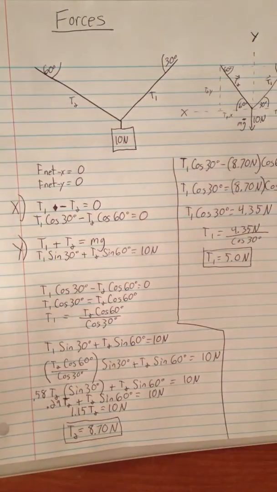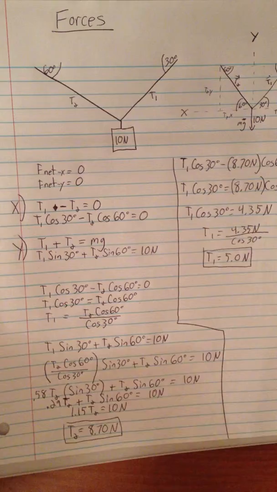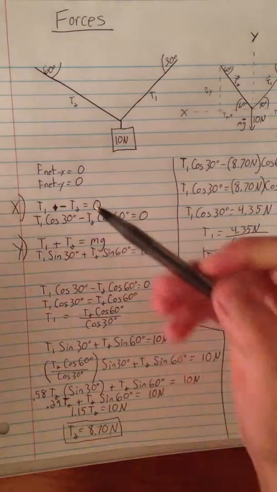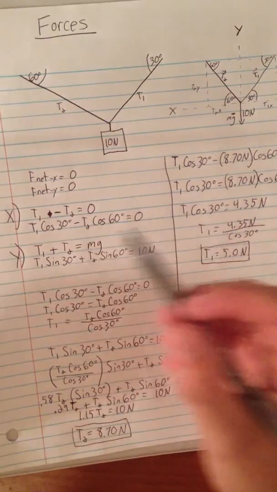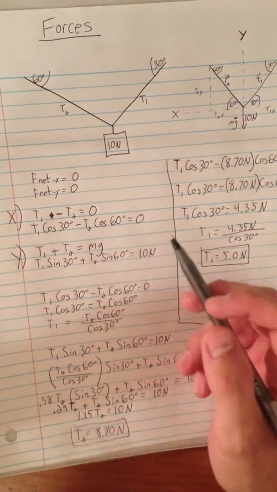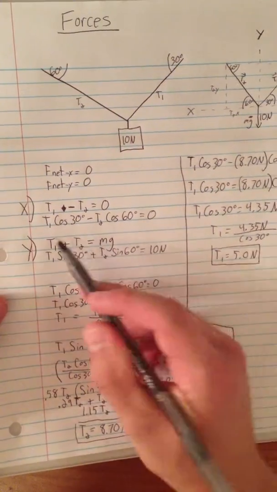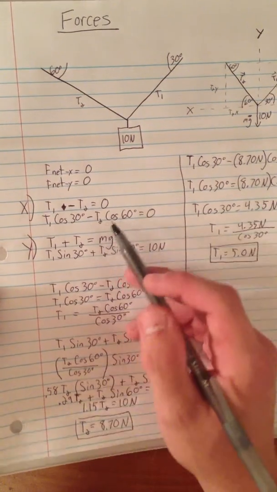Now, what we have here is two separate equations with two variables in each. What we want to do is isolate one of the equations to find either T1 or T2, make it by itself so we can use that equation.